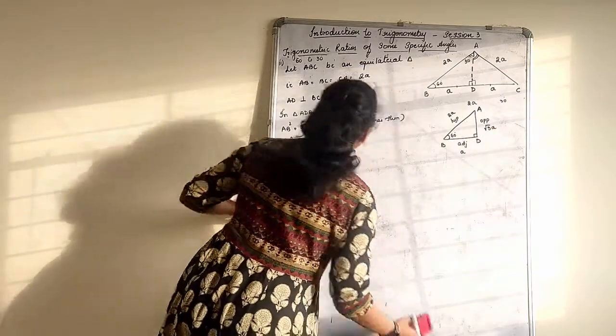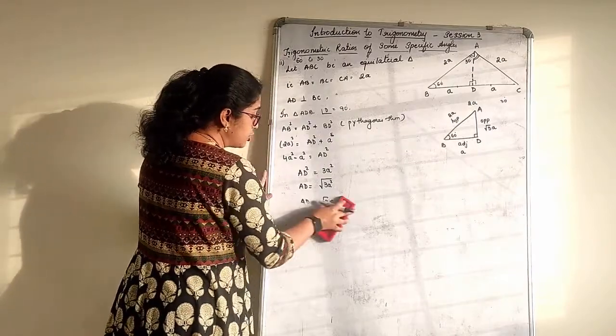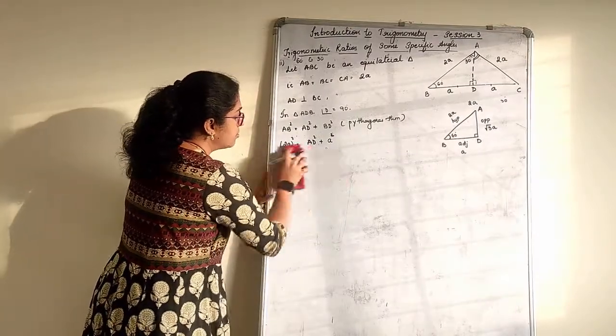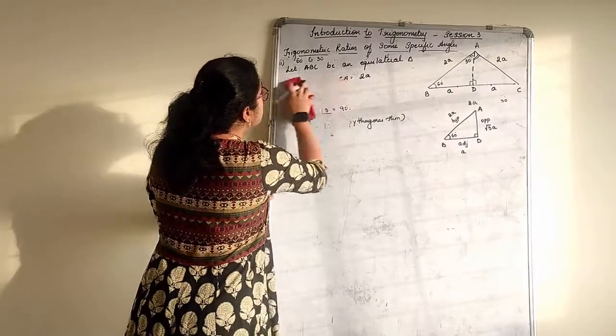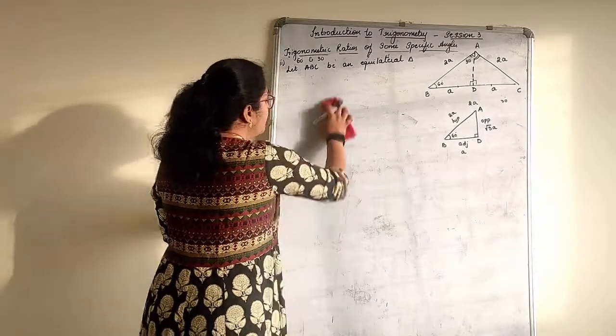Okay. Shall I rub this now? This part I will just erase because I don't require that. Let us find the T ratios now. Let me erase everything, whatever I have written. Let's go with T ratios.